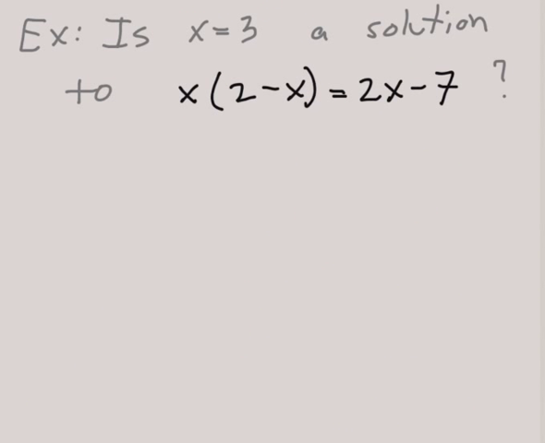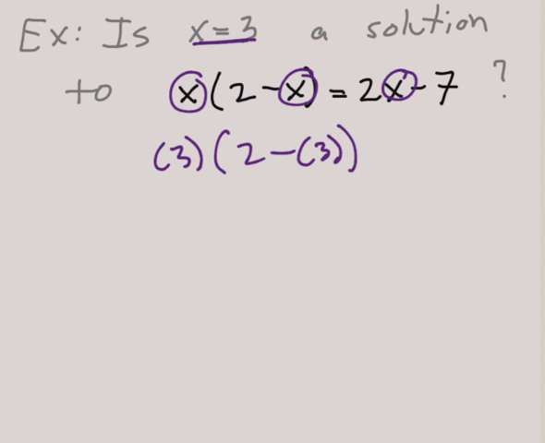Alright, final example. Is x equals 3 a solution to x times 2 minus x equals 2x minus 7? So more x's here, but still going to be the same pattern. I'm going to take this value, I'm going to substitute it in for everywhere I see x, and then see are the sides equal. So here I get 3 times 2 minus 3 equals maybe 2 times 3 minus 7.